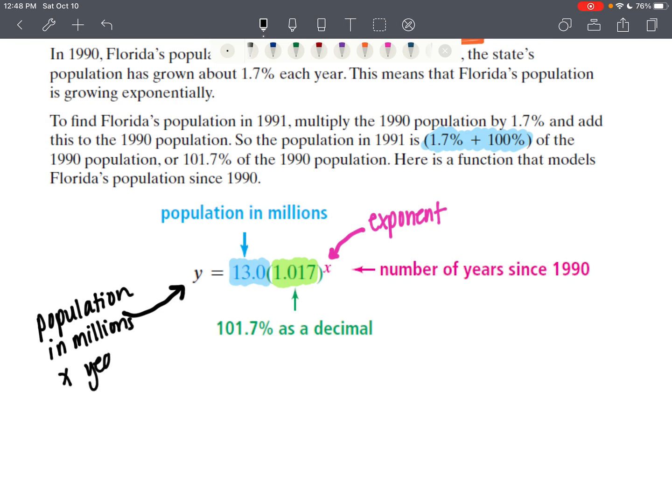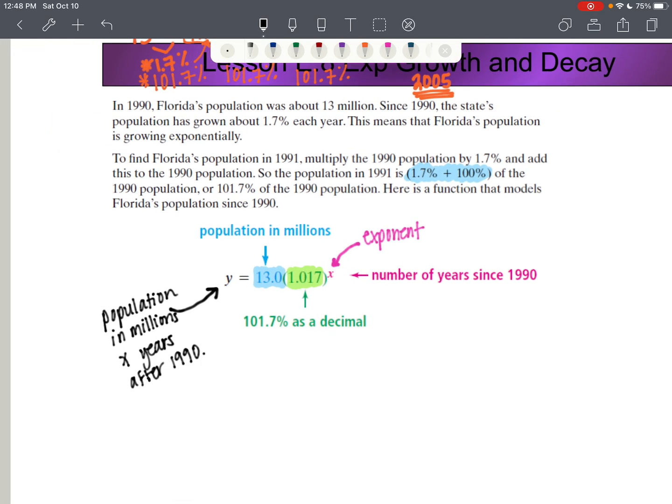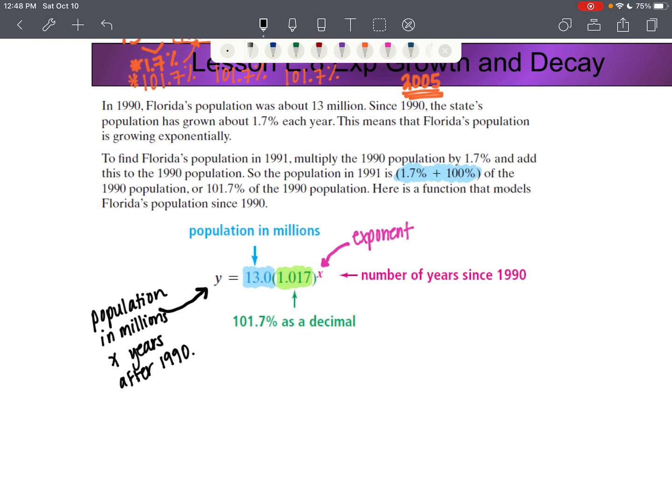Population in millions, x years after 1990. So 1 year after 1990 would be 1991, so our exponent would be 1. 5 years after 1990 would give us 1995's population. Our x value would be 5, and so on and so forth. And that's how you write your exponential growth equation.